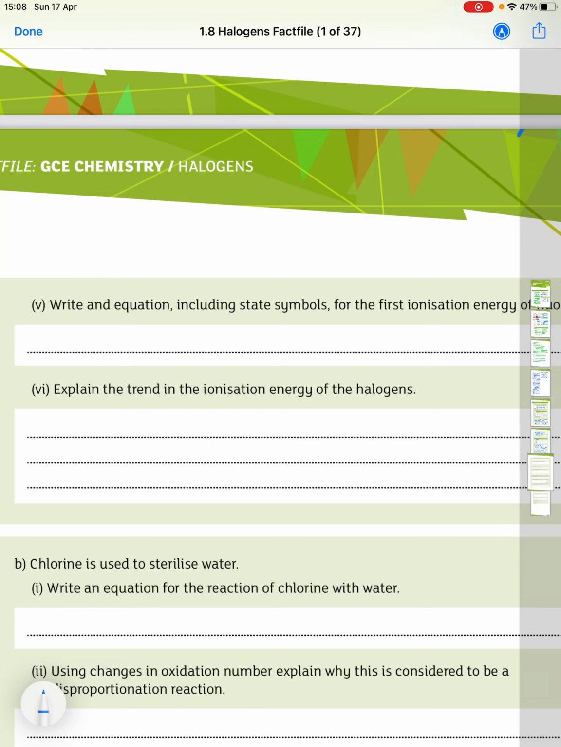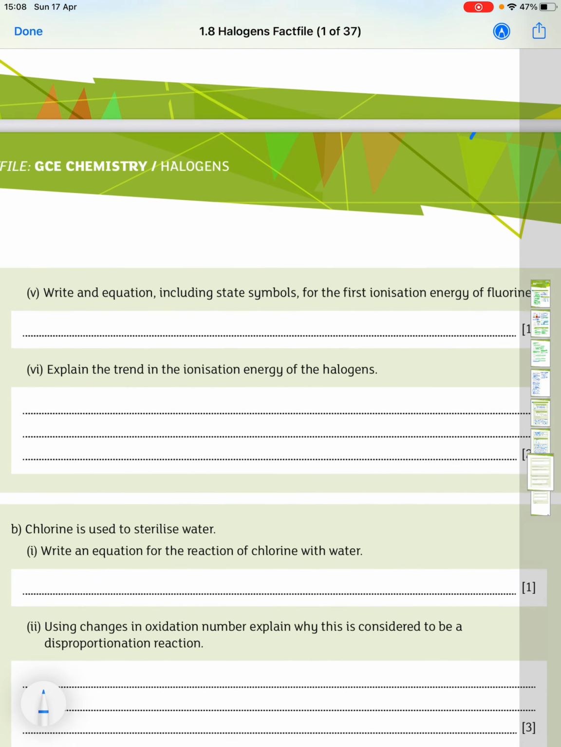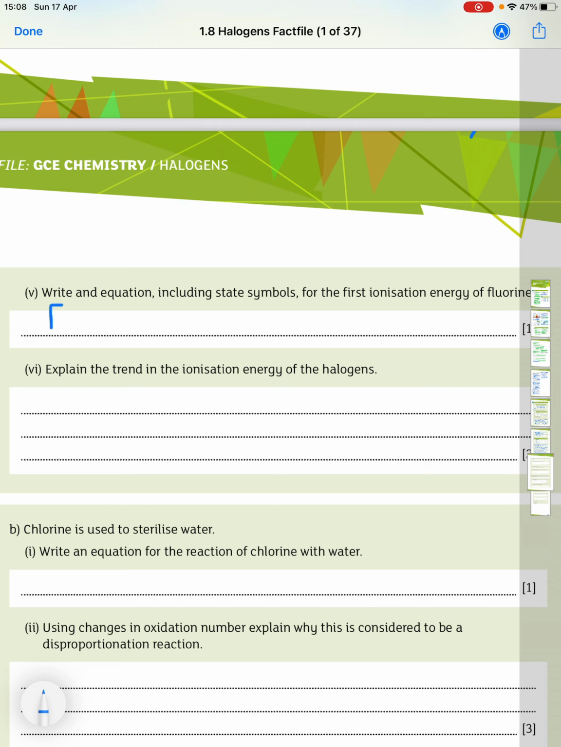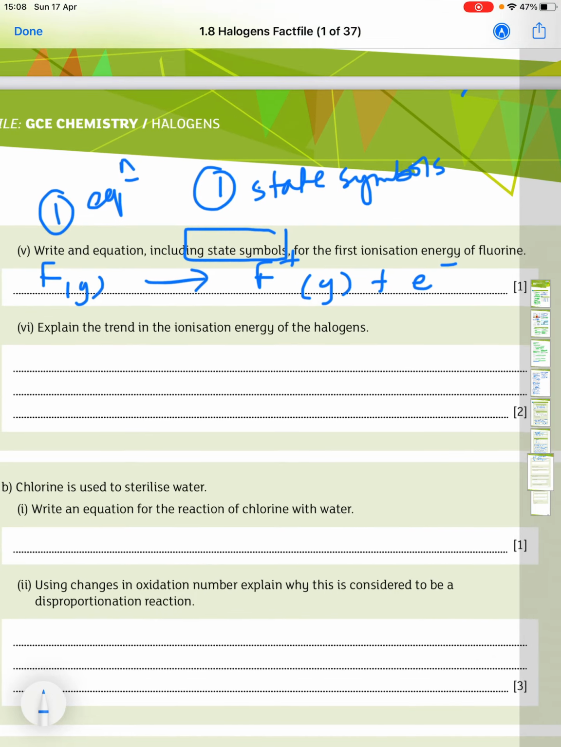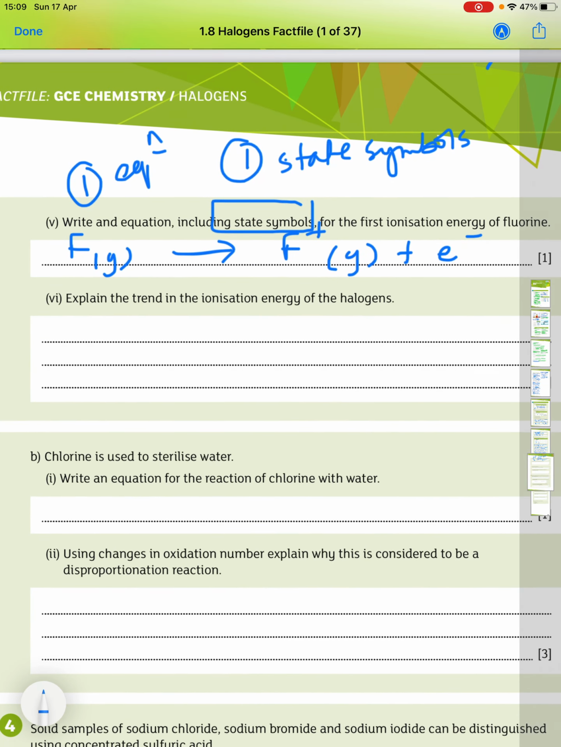Okay. Part 5, write the equation including state symbols for the first ionization energy of fluorine. So F gas gives us F plus gas plus an electron. There's 1 mark there for the equation and 1 mark for the state symbols. So that's something to look out for. If the question says include state symbols, you usually get a mark for doing that.